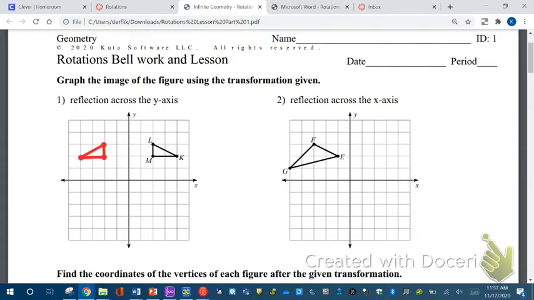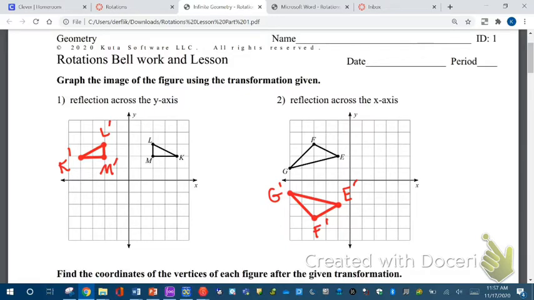Okay, so the first one, hopefully you flipped it over the y-axis. And labeling it, this would be my M prime, L prime, and K prime. Easy one. Okay, the next one. Number 2, we're flipping across the x-axis. So this would be my E prime, F prime, and G prime. Okay, now the next 2, you may not have been quite sure what to do without graphing.